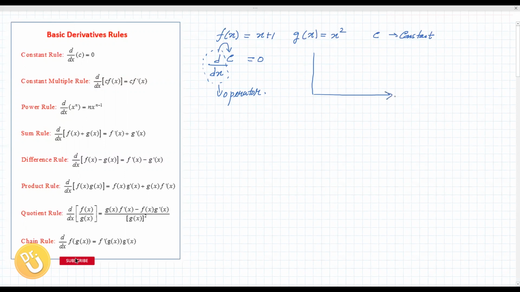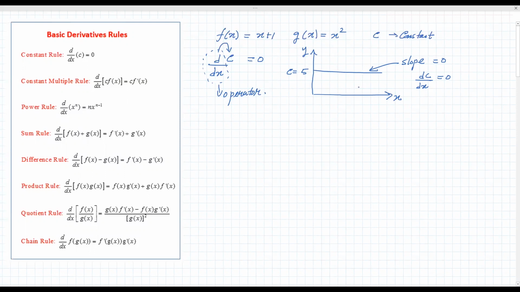Suppose we have a constant value in the xy plane. Suppose that constant value is 5. So here c is equal to 5. Now we know d/dx of a function gives you the slope. Now what about the slope here? Slope here is equal to 0. So that will tell you that d/dx of c should be equal to 0. Why? The slope is equal to 0. So that is all about the constant rule.